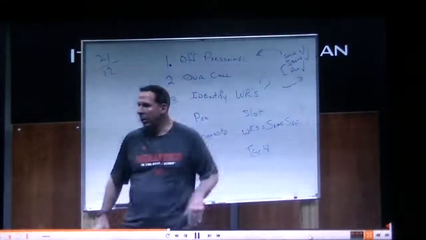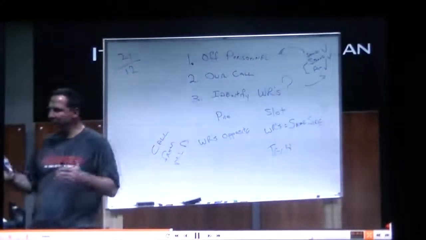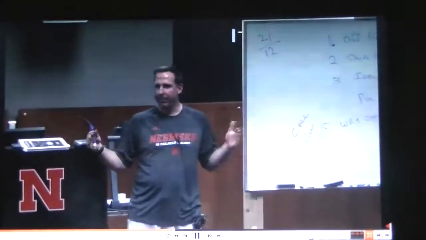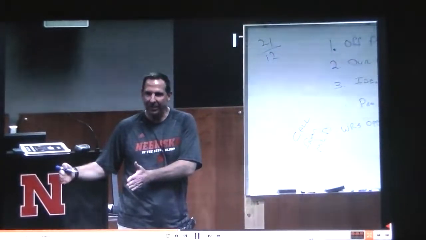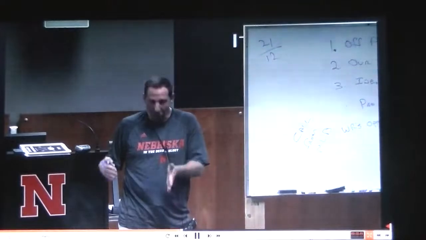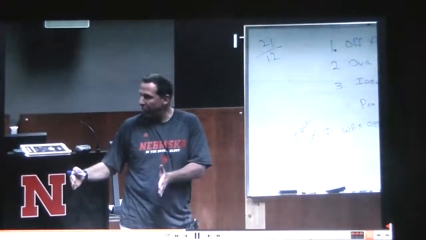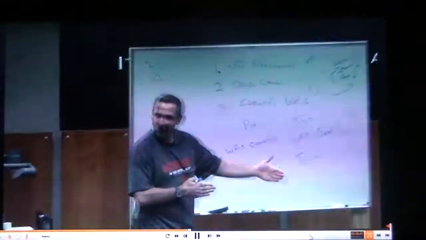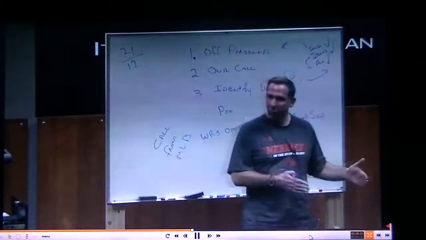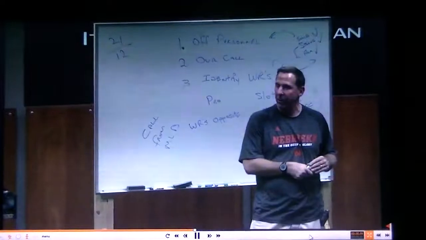3. So if I'm on the D-line, on the right side, and they say strong flex to my side, we're going to start out, that's the bubble side. That's the shade 5 side. The other side's a 3 technique 6 side. Or 3 technique 5, depending if there's a tight end over there.